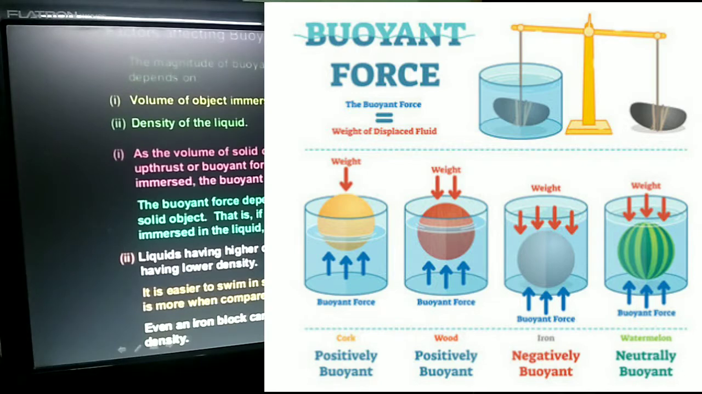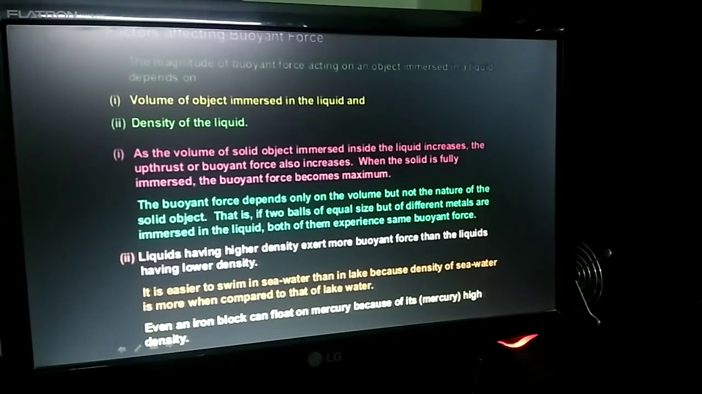That is, if two balls of equal size but of different metals are immersed in the liquid, both of them experience the same buoyant force. Liquids having higher density exert more buoyant force than liquids having lower density. It is easier to swim in seawater than in a lake because the density of seawater is more when compared to that of lake water. Even an iron block can float on mercury because of mercury's high density.